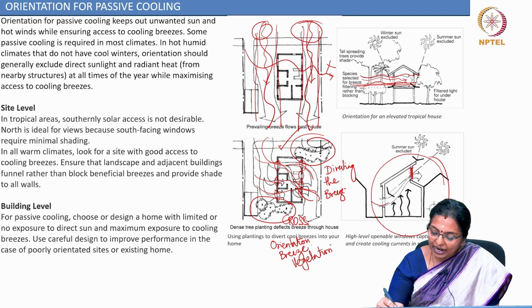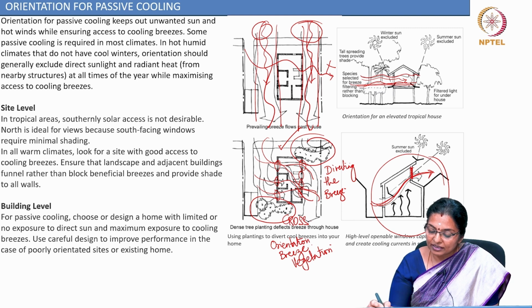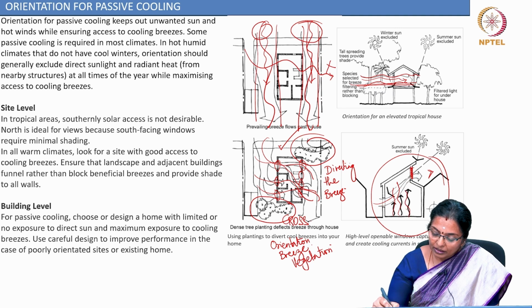How do they do that? And you also have provision for cross ventilation. So, hot air rises and cool air settles down. So, the hot breeze goes up and it escapes along with this breeze.